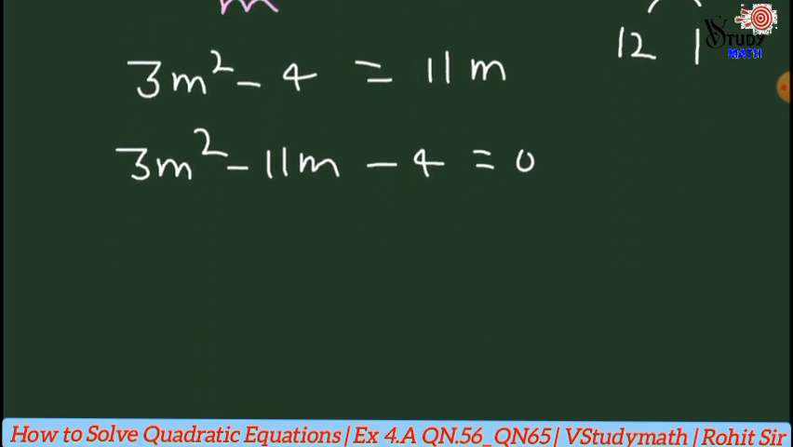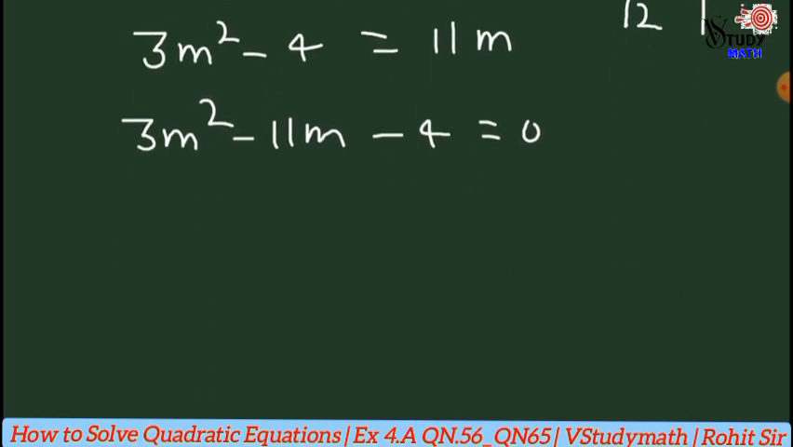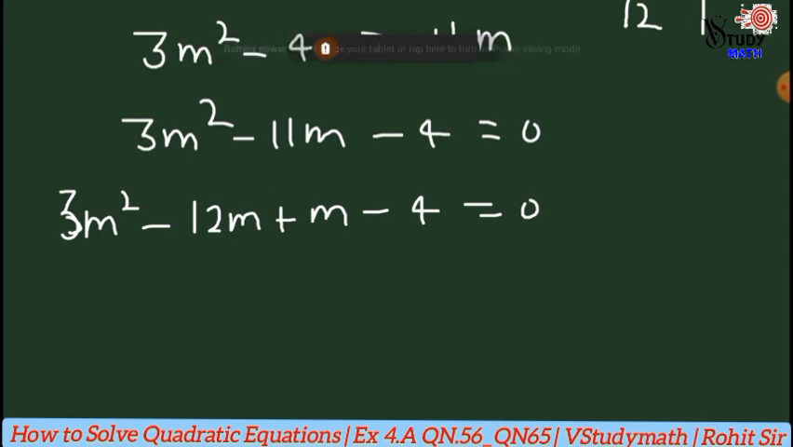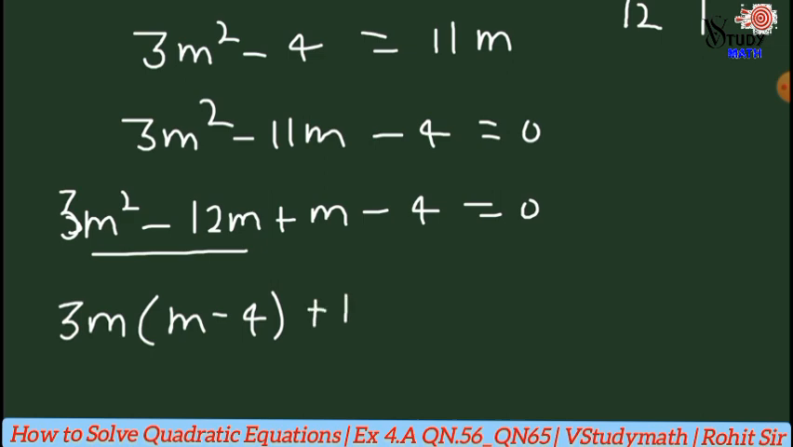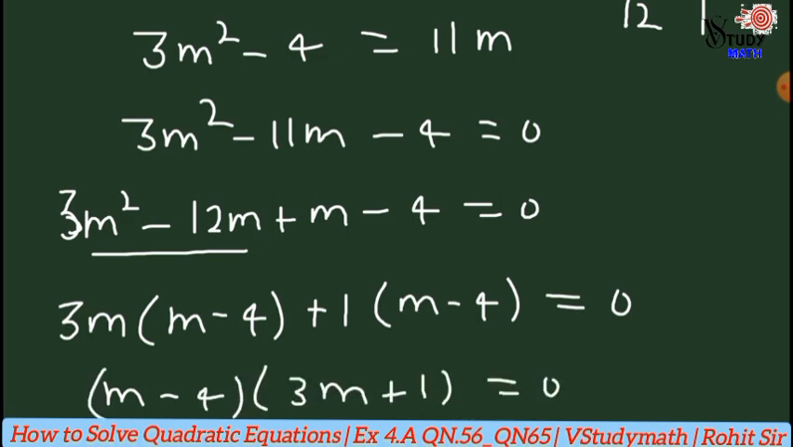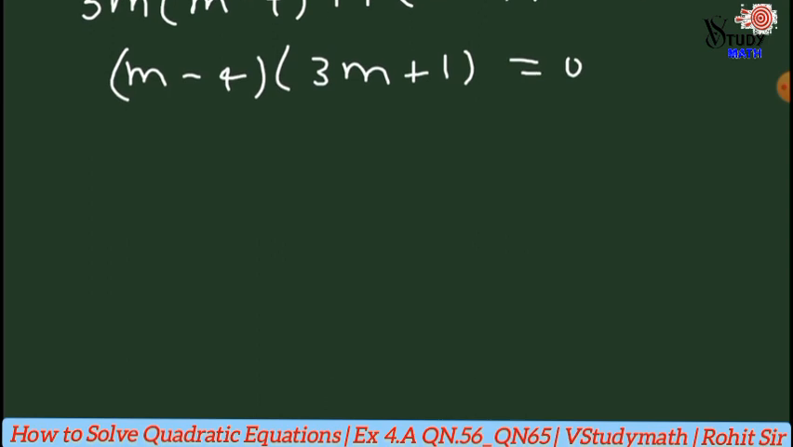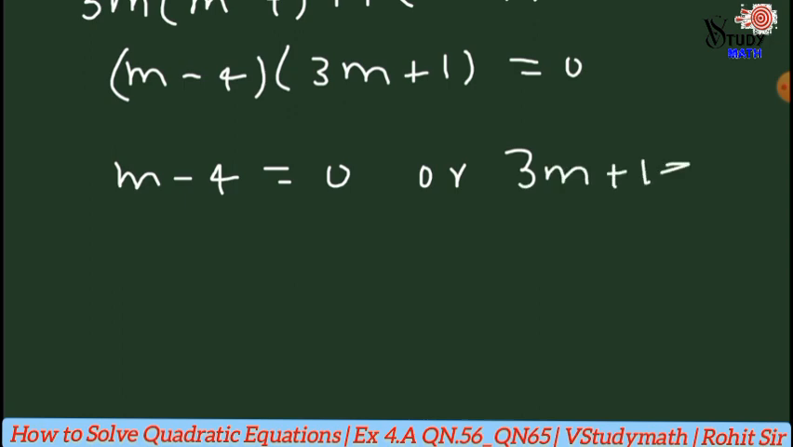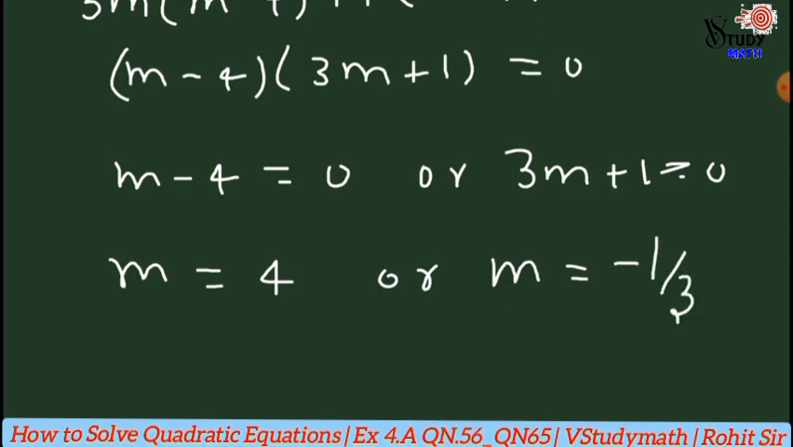So now solve this. Here 3m² - 12m + m - 4 is equal to 0. Now take common, that is 3m(m - 4). Now take 1 as common, (m - 4) is equal to 0. Now (m - 4)(3m + 1) is equal to 0. Now m - 4 is equal to 0 or 3m + 1 is equal to 0. Now m is equal to 4 or m is equal to -1/3. Now again we have two cases, so you can solve the further question yourself.